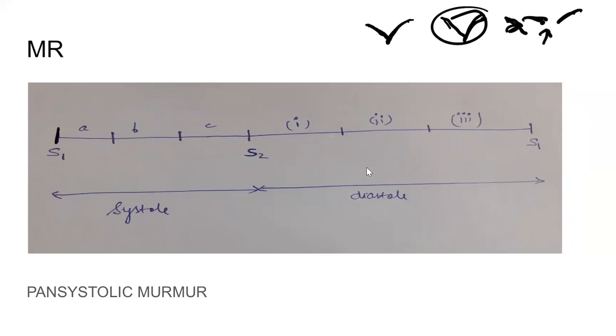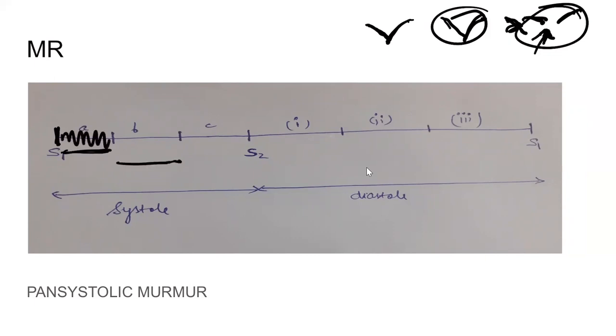We know that S1 is because of the closure of the mitral valve. Now, whenever the mitral valve closes, the blood leaks from LV to LA, and this produces turbulence and a murmur. So the mitral valve closes at this point. This is the phase of isovolumetric contraction. When the ventricles contract, in this phase the mitral valve is not completely closed. So there is leakage of blood from LV to LA through this defective mitral valve. So there would be a murmur in this phase.